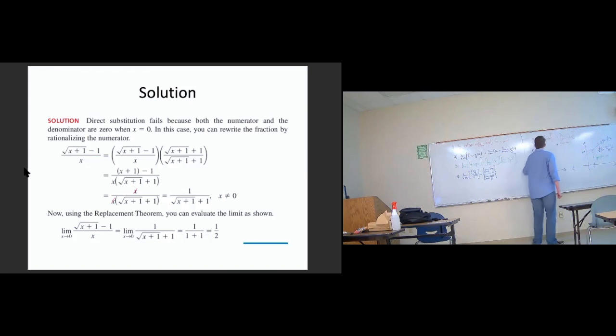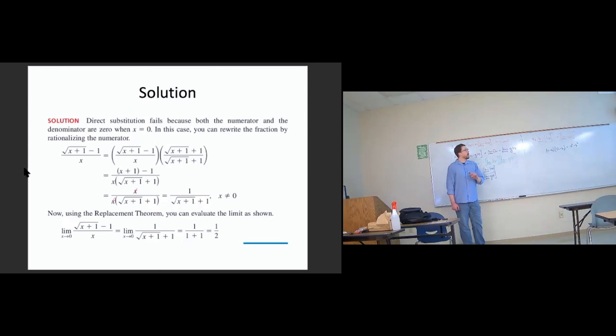So let's recall something we talked about last Wednesday. Let's recall this formula. The quantity A plus B times the quantity A minus B. This thing is equal to a squared minus b squared.